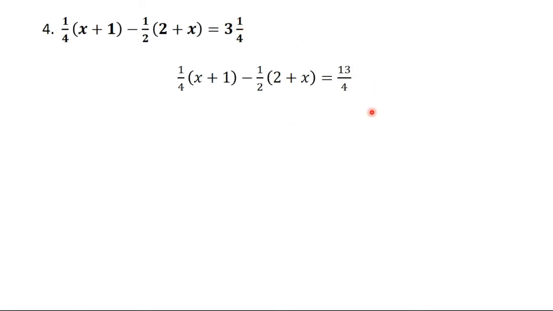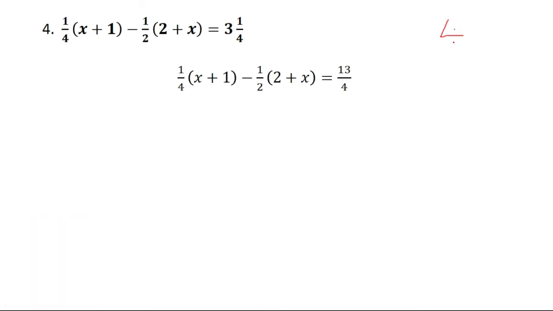So we now have all of them here in fractions form. What you do is that you look for the fractions. The fractions are 1 over 4, 1 over 2, and 13 over 4. Then you look at the denominators, which are 4, 2, and 4. You look for the LCM of the denominators. So the LCM of 4, 2, and 4 is 4. So that is the LCM that you are going to use here.